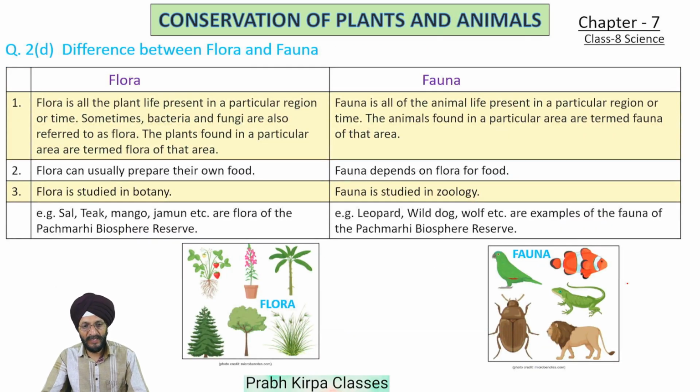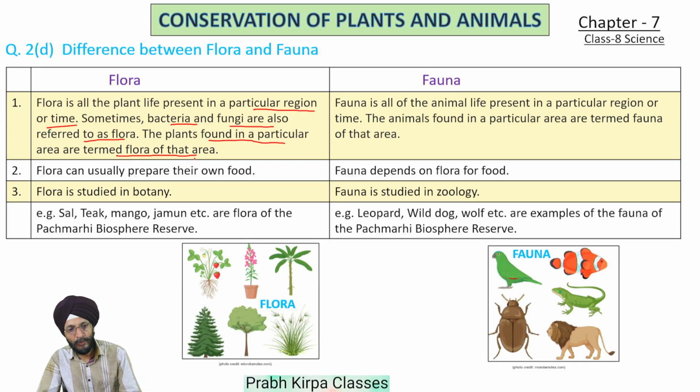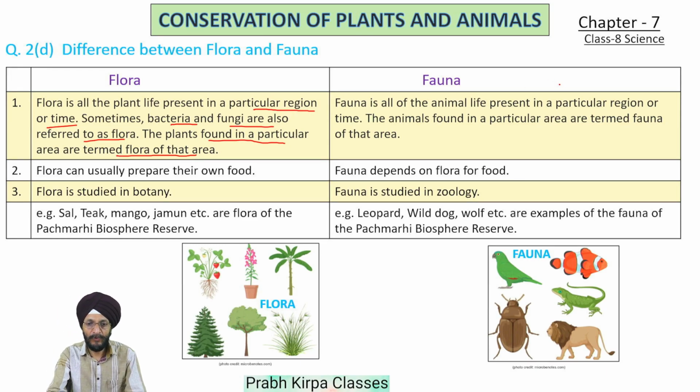Now we will learn the difference between flora and fauna. Flora is all the plant life present in a particular region or time. Sometimes bacteria and fungi are also referred to as flora. The plants found in a particular area are termed the flora of that area. Fauna is all of the animal life present in a particular region or time. The animals found in a particular area are termed the fauna of that area.